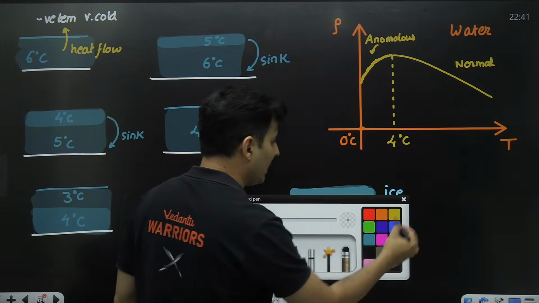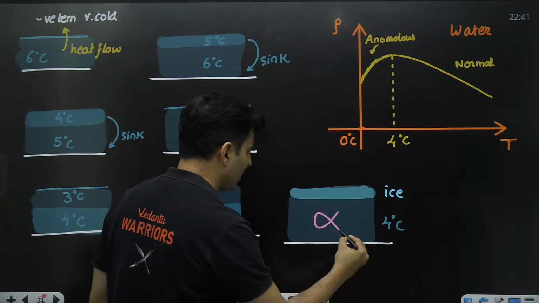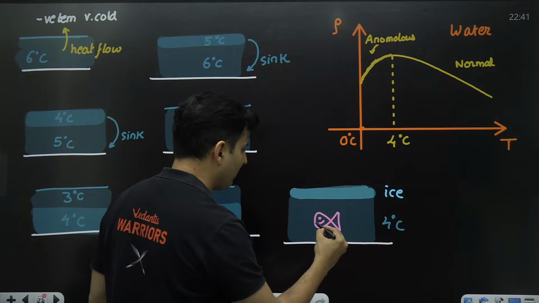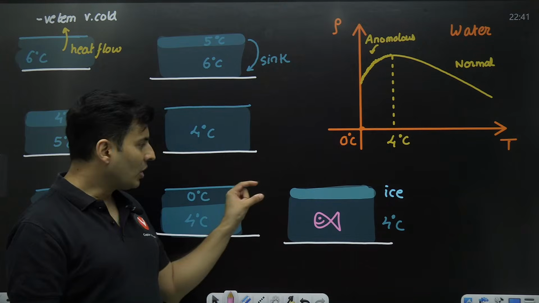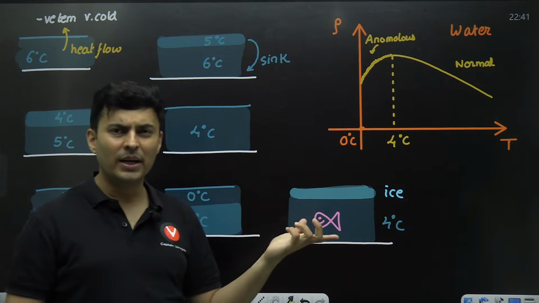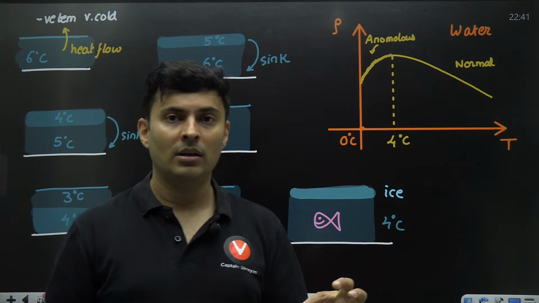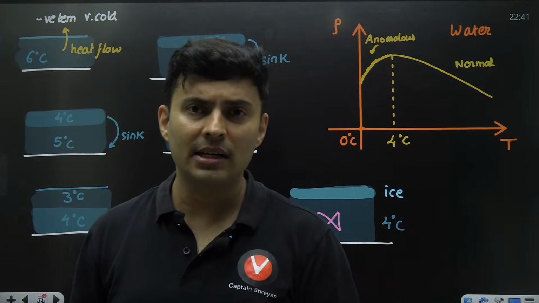So this enables a fish to be very, very happy in life. That's how marine life survives, because this ice acts like an insulator. Ice is a very good insulator, or bad conductor of heat.